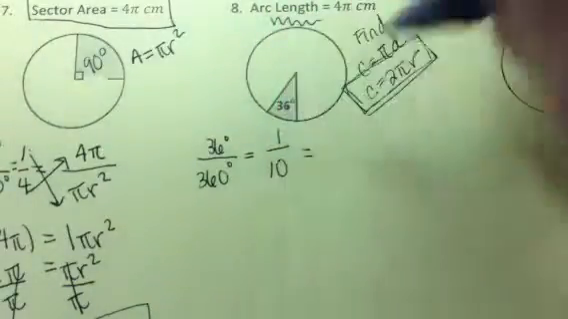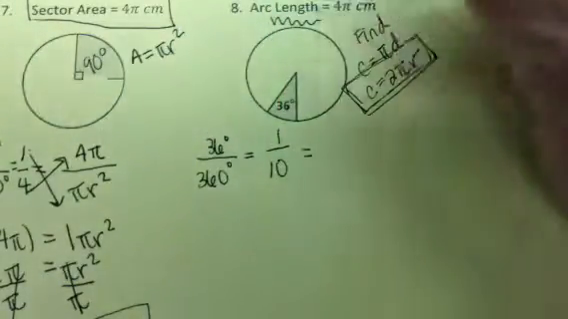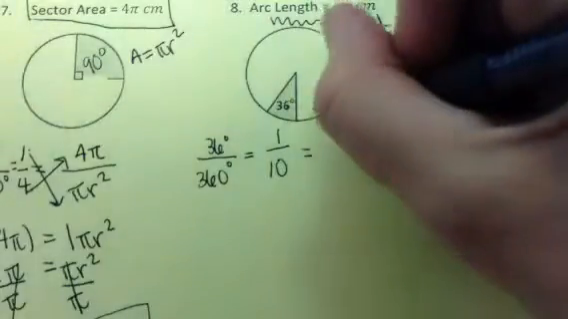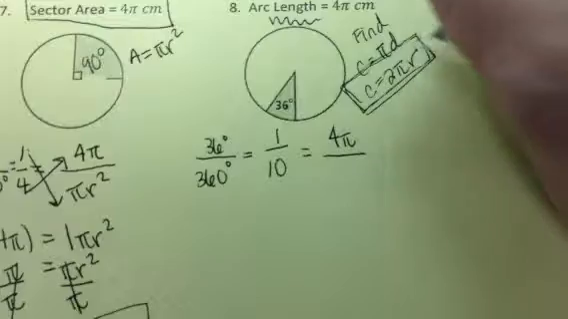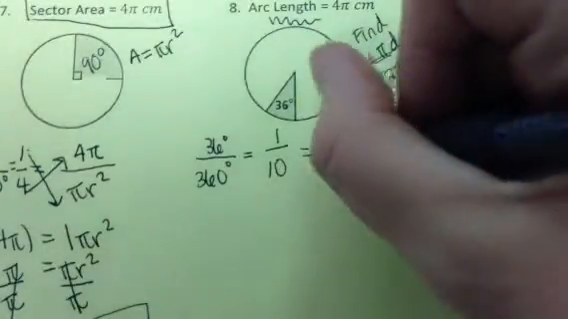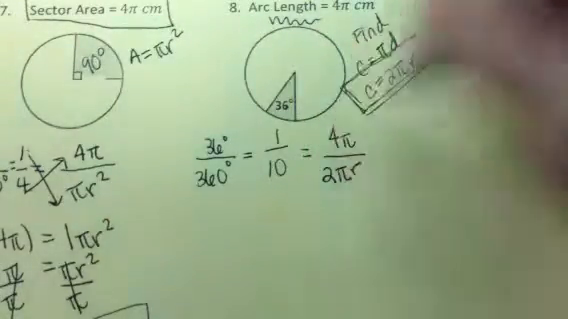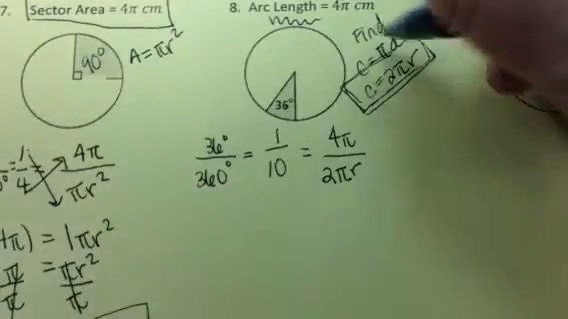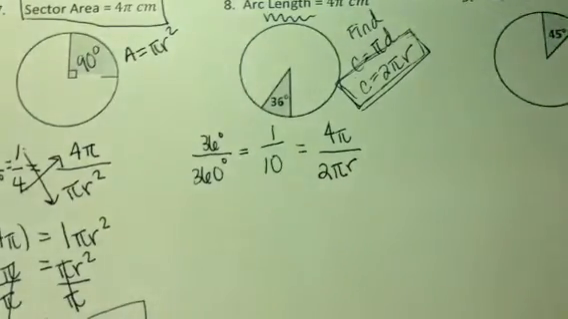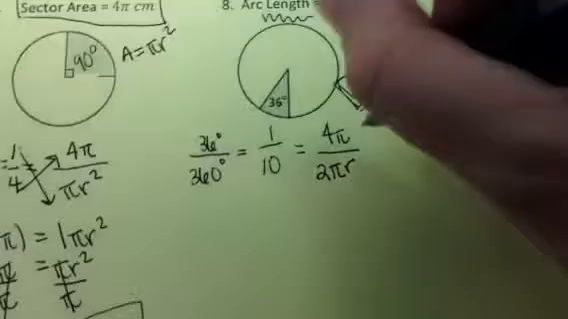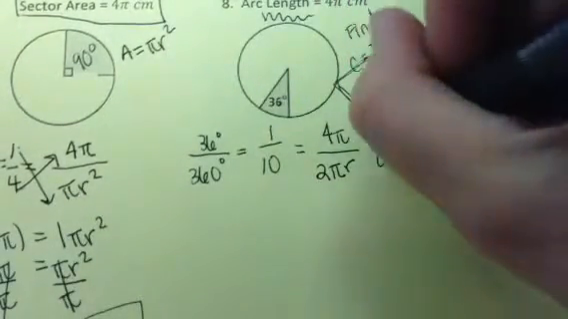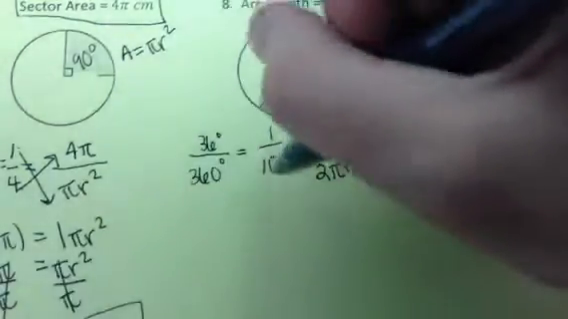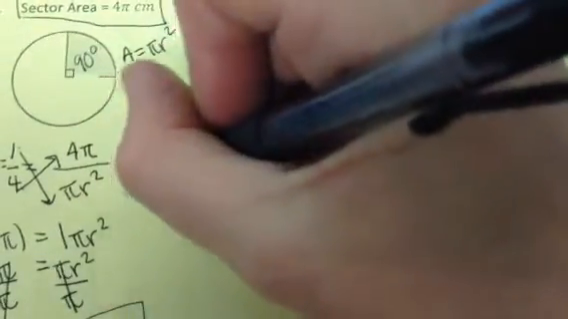I'm going to compare that to the arc length, which I know is 4 pi, over the circumference, which I don't know, but I know that I can represent it with 2 pi r. Now you could use pi d, but then we'll have an extra step to get our radius. All right, so again, this is the arc length, this is the circumference, and then this is the simplified ratio, but this is our central angle, and this is our whole circle.